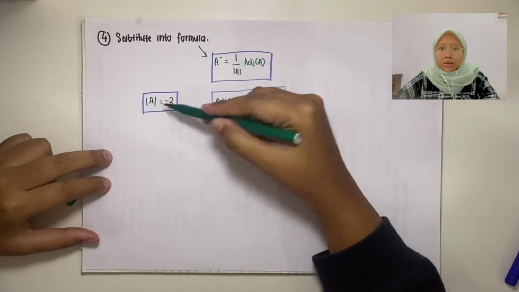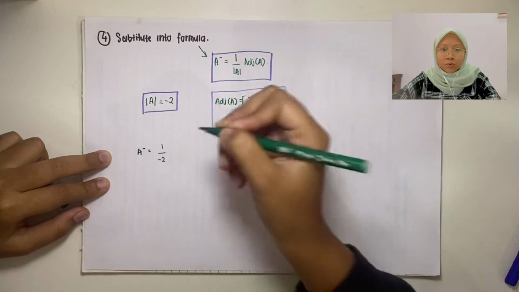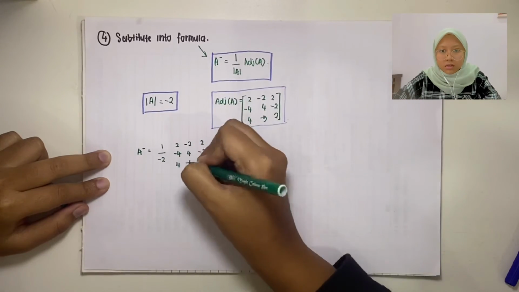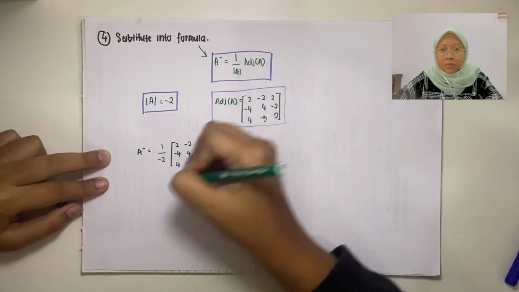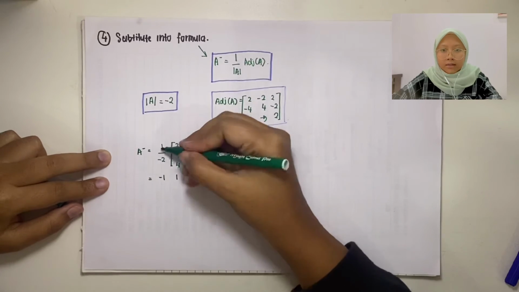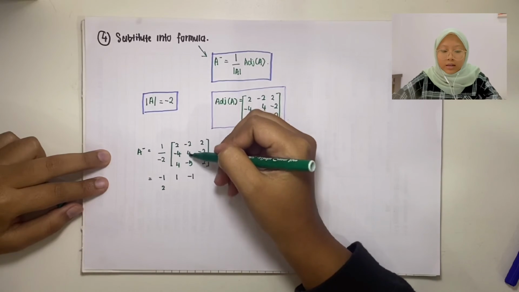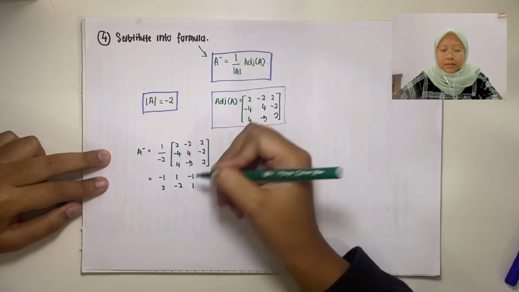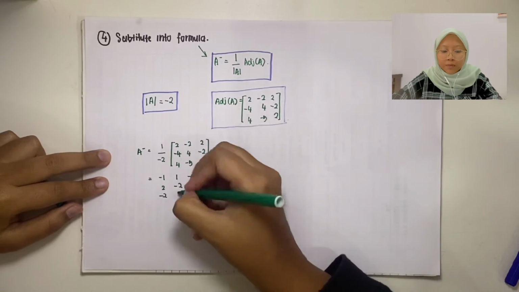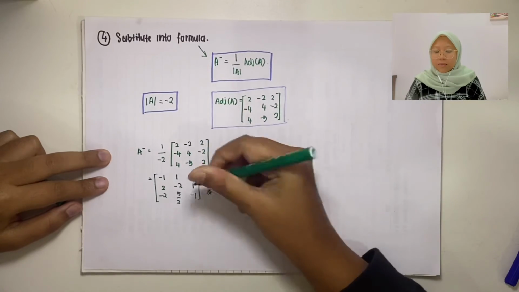We substitute it into the formula. So A inverse equal to 1 over negative 2 multiplied by adjoint A. So we multiply it as standard operation, which is we get negative 1, 1, negative 1, 2, negative 2, 1, negative 2, 5 over 2, negative 1. So this is our inverse of matrix A.